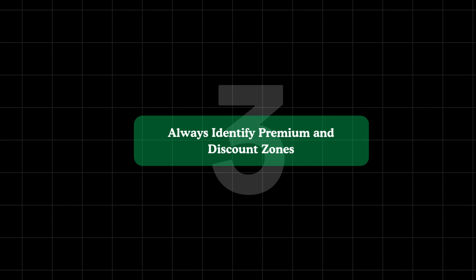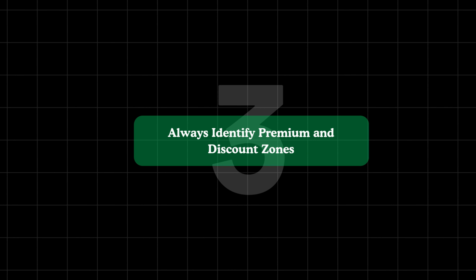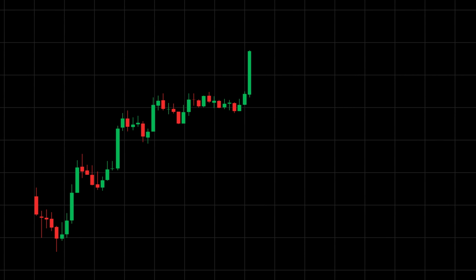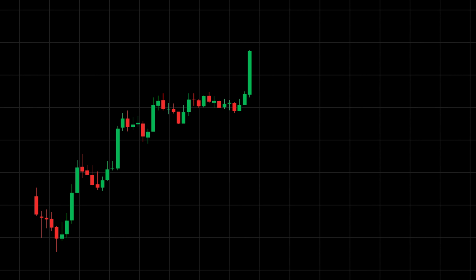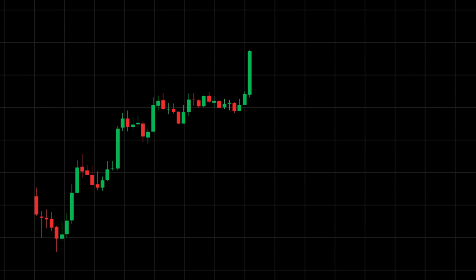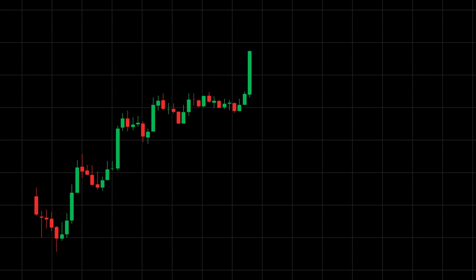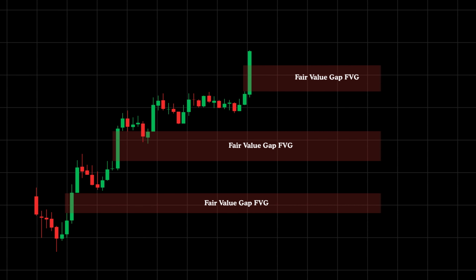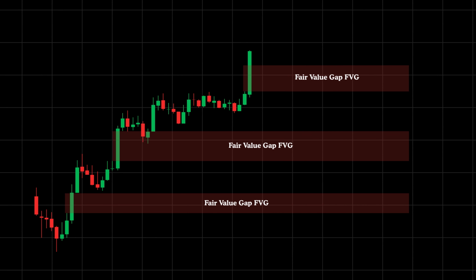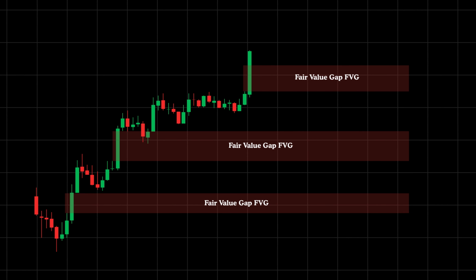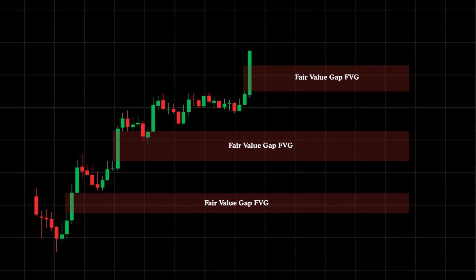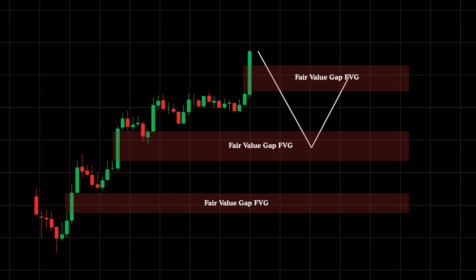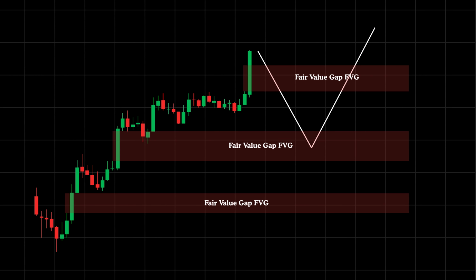Number 3. Always identify premium and discount zones on a chart. This is the 5-minute time frame chart of Nifty 50, where the price rallied upward from the bottom in a strong bullish move, forming large green candles and multiple fair value gaps across the chart. Fair value gaps, also called FVG, represent imbalance during price movement, and whenever price returns to these gaps in the future, the likelihood of a bounce is high.